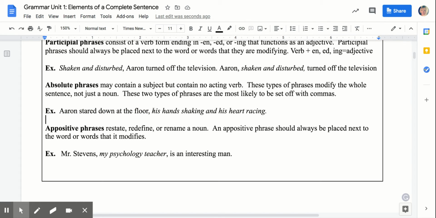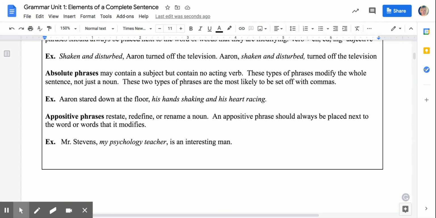Notice how it's offset with a comma. So we could invert this sentence and we could have: his hand shaking and his heart racing, comma, Aaron stared down at the floor. We could invert that. But again, an absolute phrase has a subject but no acting verb, okay? And it modifies the sentence as a whole.